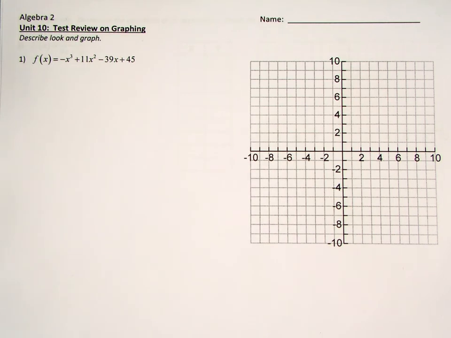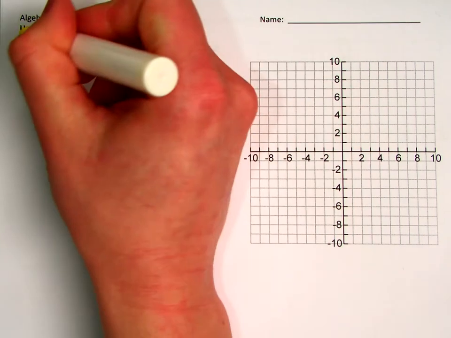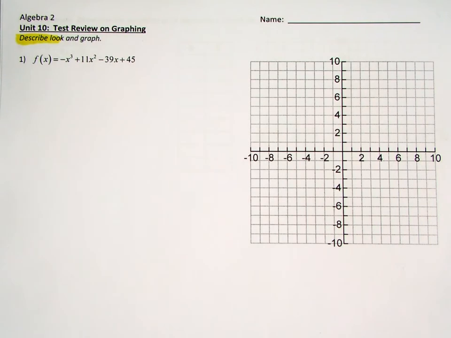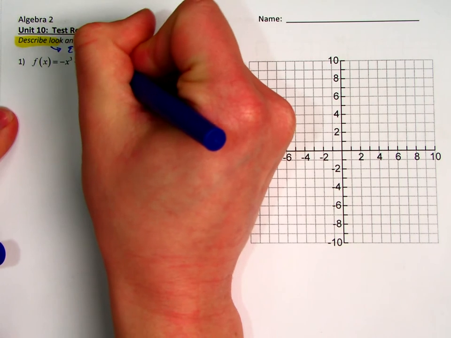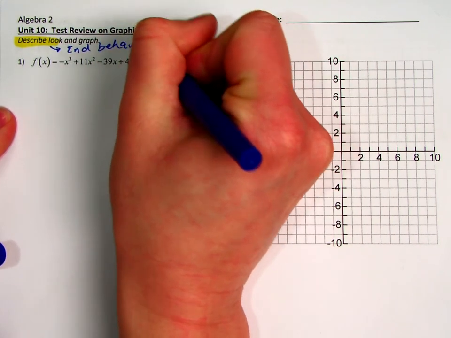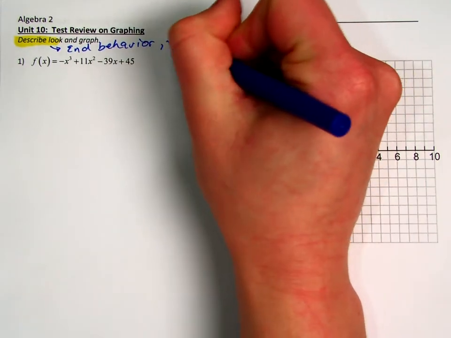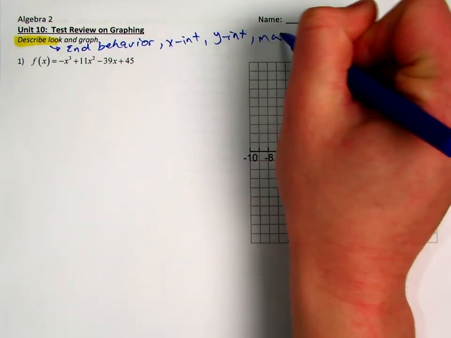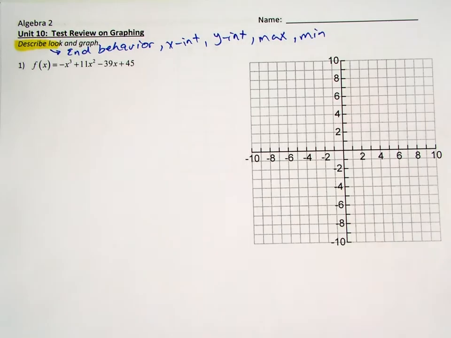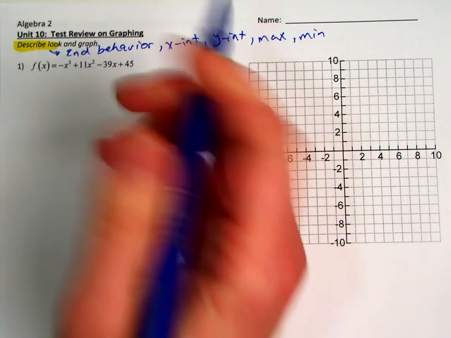All right, so in these first two problems on page 1, it's asking you to describe the look of the graph, which means we need to look at end behavior, right? So when it says describe the look, we're going to talk about end behavior. We're going to talk about x-intercepts, y-intercepts, maximums and minimums. And then we're going to use that information to go ahead and graph this. So, first of all, starting out with the end behavior.